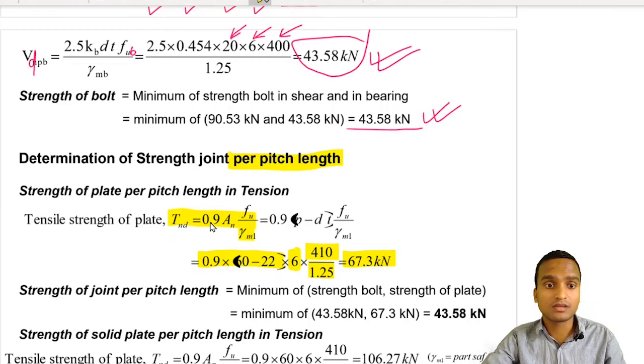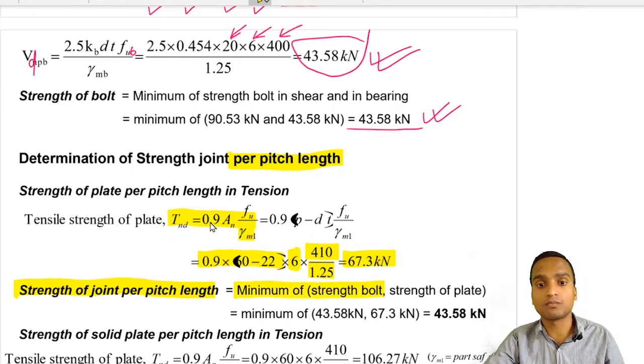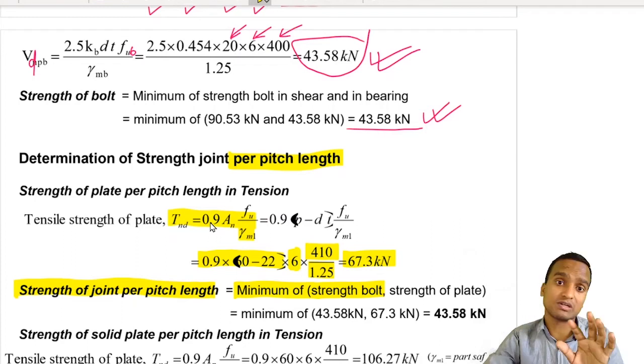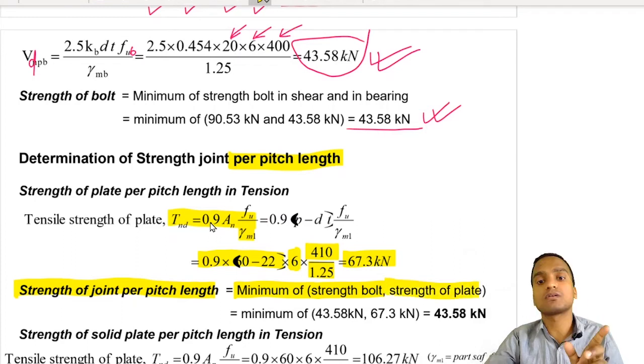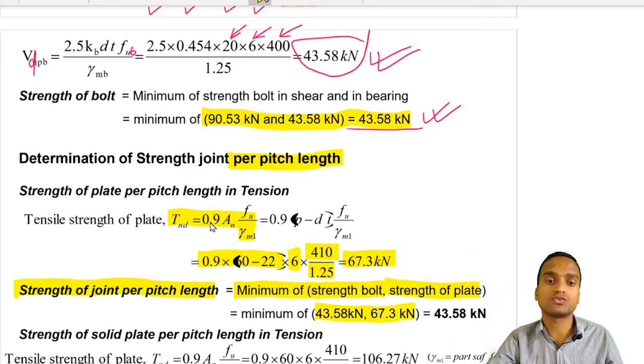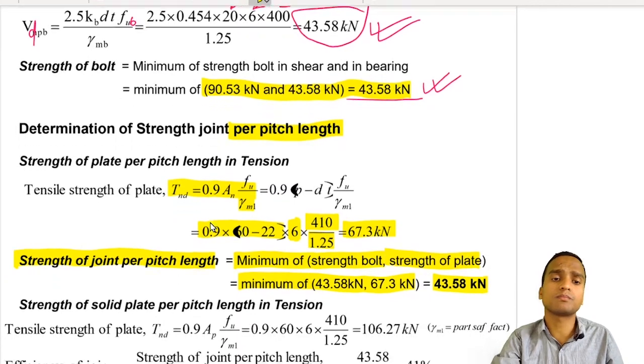So if we combine all the three types of strength, we can easily determine the strength of joint per pitch length, which will be the minimum of all the three types of strength. A strength of bolt, which is the minimum of strength of bolt in shearing and bearing, and then there is a strength of plate. We have already done the minimum of these two values, which is 43.58 kilonewton. So we choose it directly here, and we compare it with the strength of plate, and we choose the minimum out of these two strengths, and it again comes out that strength of joint is 43.58 kilonewton. Now this is the strength of joint per pitch length.